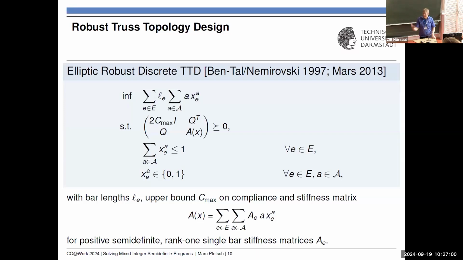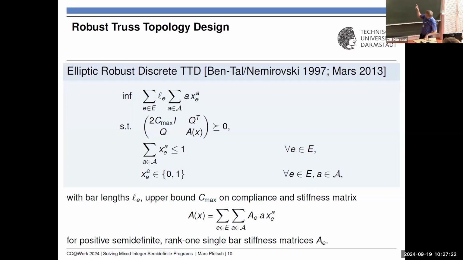And then we have the semi-definite constraint, which says that the compliance is bounded by C max. C max is a bound on the compliance, on the potential energy. And Q is this matrix that describes this uncertainty set. And then you have this matrix A(x), so it depends on the cross-sectional areas that we choose, and is given as below. It's the stiffness matrix if you know what this is. If you don't know, just forget about it.